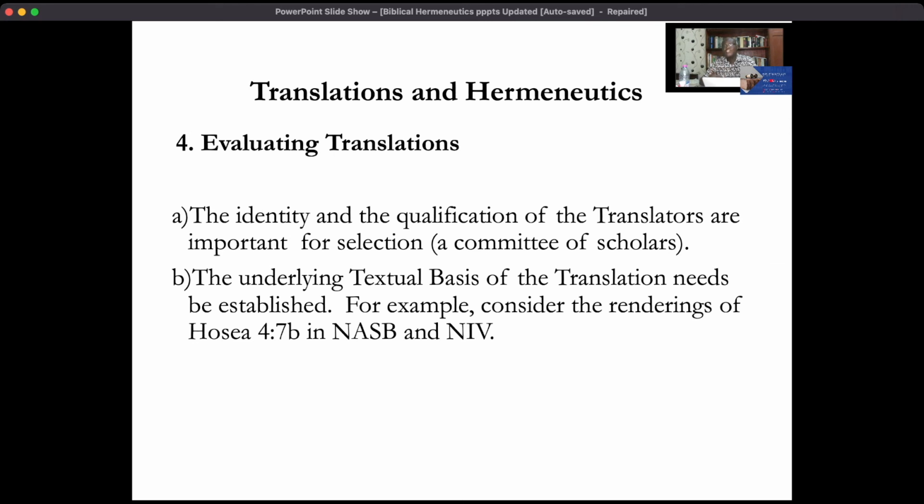The translators will let you know that their translation was based on the Hebrew text, and the Hebrew text they will mention, the Leningrad. If it's Greek, they will tell you that it's based on the Alexandrian text. And so try to read the preface to appreciate the underlying textual basis of the translation.